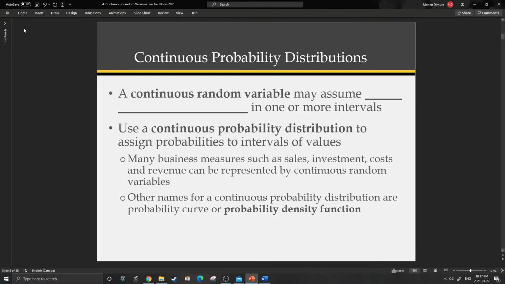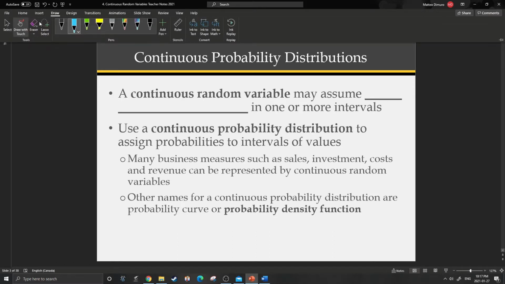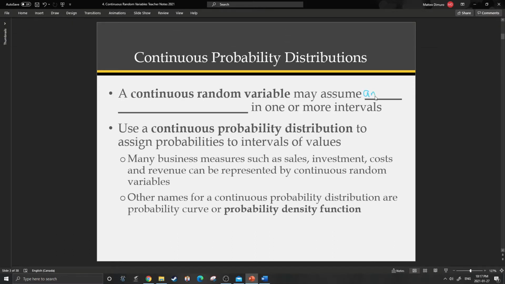And here we go. So a continuous random variable may assume any numerical value in one or more intervals. That is part of a continuous random variable. We use a continuous probability distribution to assign probabilities to intervals of those values. Many business measures like sales, investments, costs, revenue can be represented by continuous random variables. And here's another name for it, a probability density function. I like using that phrase.